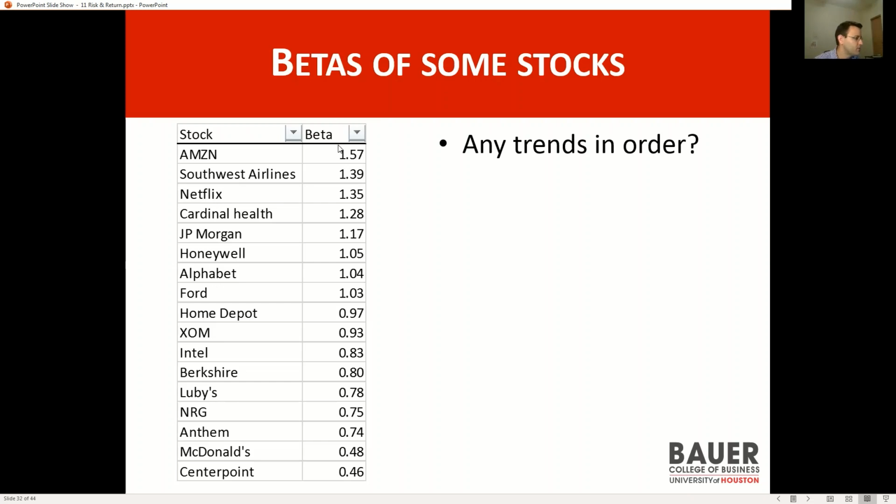You may notice Amazon's at the top. Well, why is Amazon exposed to systematic risk? Why do they have a high beta? You may think that people buy more stuff. They go on Amazon and they buy more stuff when things are good. When the economy's going well, you buy more stuff.